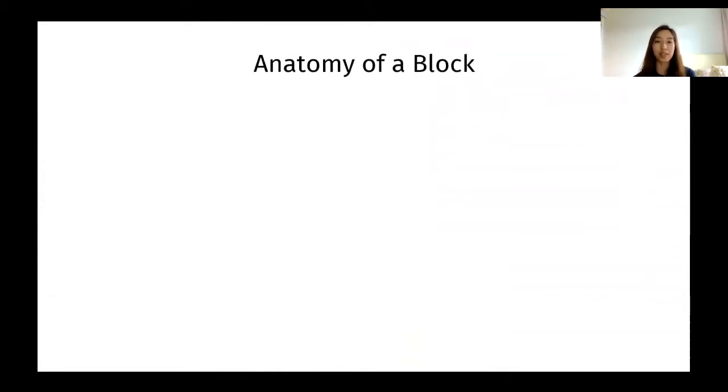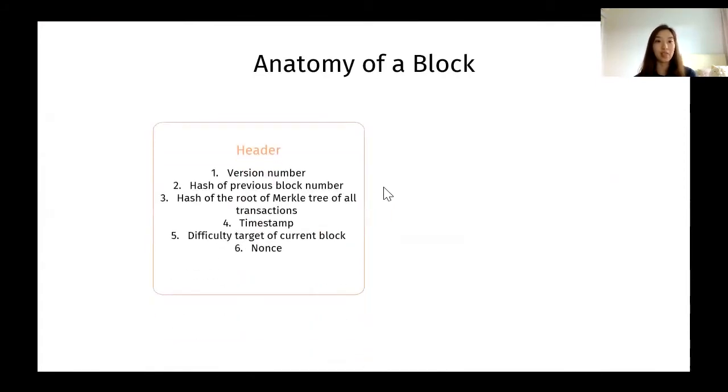So you might be wondering what's inside each block of a blockchain. So a block contains the following. We have the header. So that's the version number, which describes the structure of the data inside the block, the hash of the previous block header, which is an identification number for the previous block, the hash of the root of the Merkle tree of all transactions in the current block, which is all the transactions inside the block hashed together to form a single line of text.